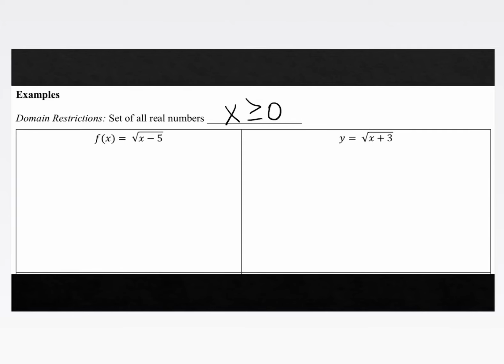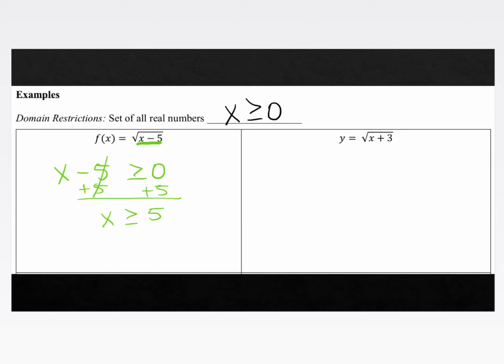So the value in our radical can either be 0 or bigger or positive. We can do that because we know we can't take the square root of a negative number, so we're going to look specifically in our radicand here. So x minus 5 is greater than or equal to 0. Now we can solve for x. Add 5 to both sides, and we get x is greater than or equal to 5.